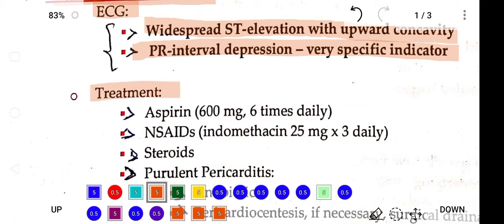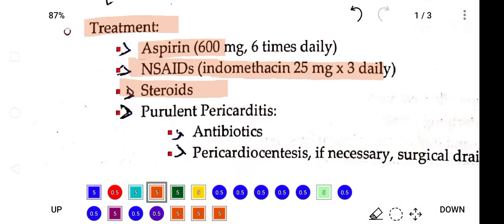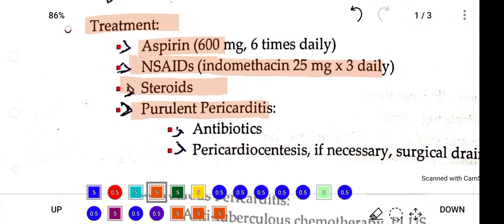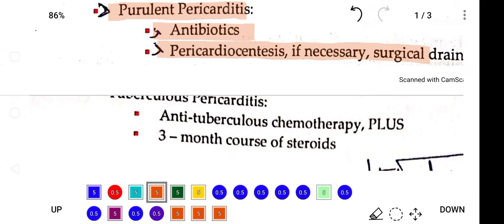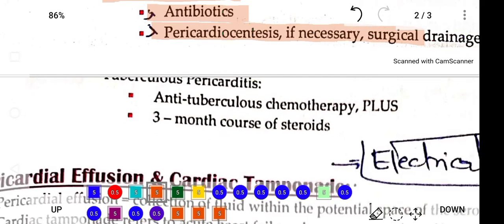The treatment for pericarditis is aspirin 600 milligrams 6 times daily, NSAIDs, and steroids, and for purulent pericarditis, antibiotics and pericardiocentesis are necessary. In this way we can manage the patient with pericarditis. Another type is tuberculous pericarditis, in which we give anti-tubercular chemotherapy plus a 3-month steroid course. So in this way we can manage pericarditis.